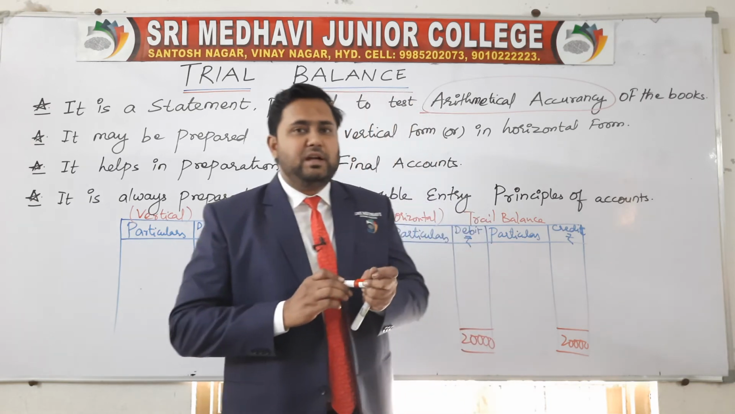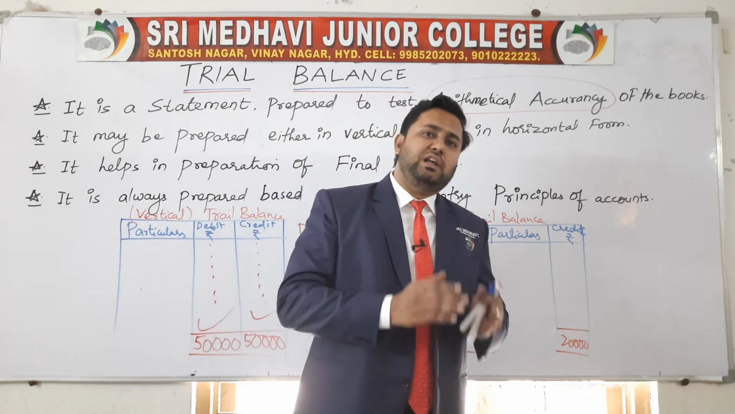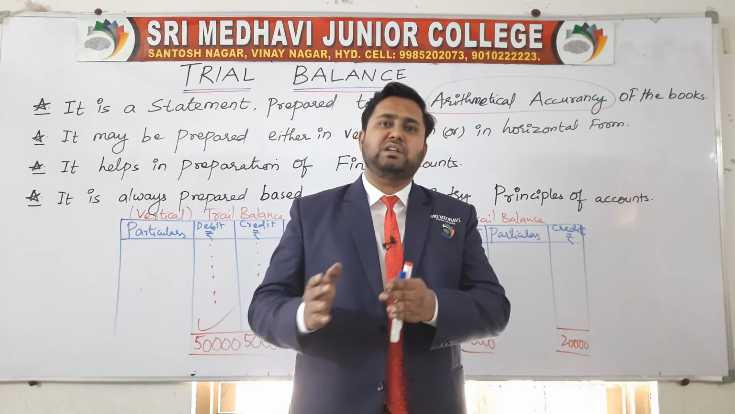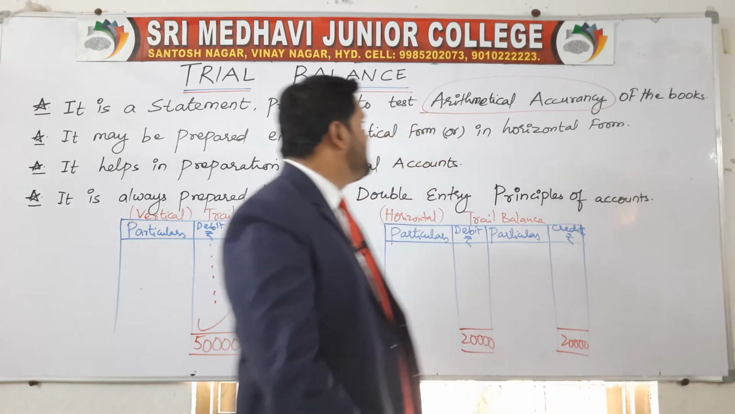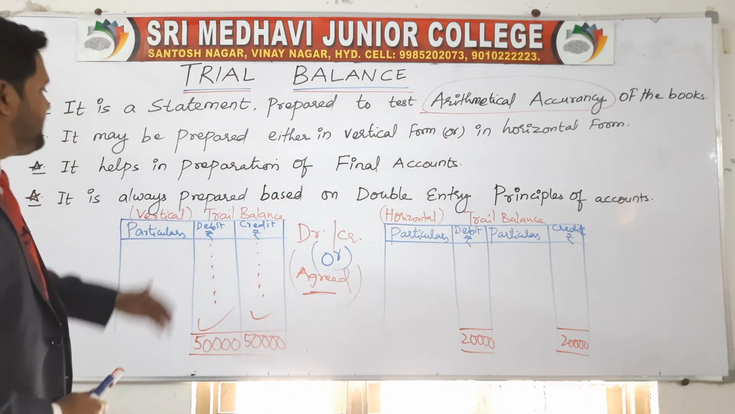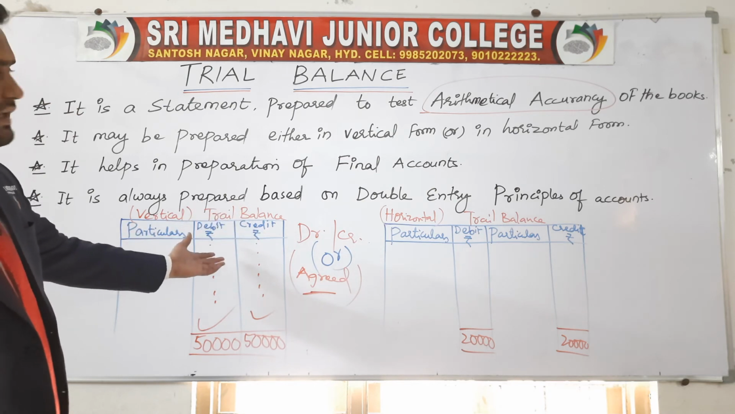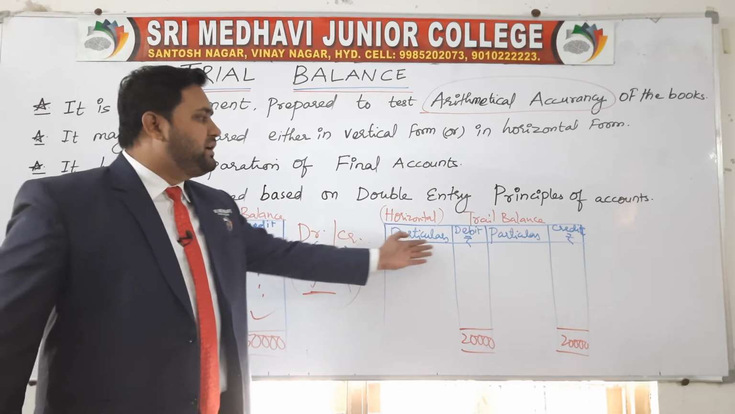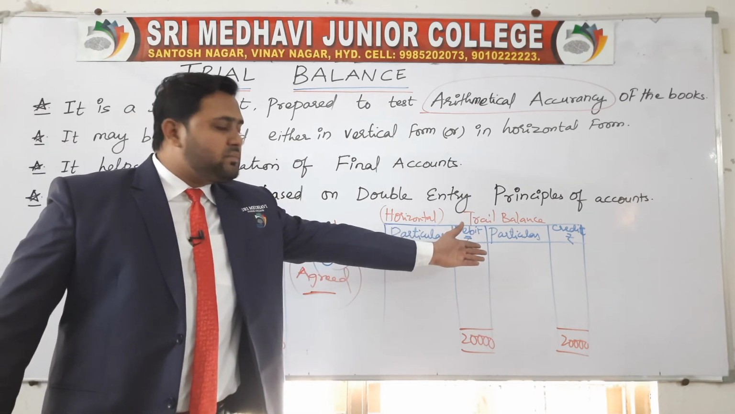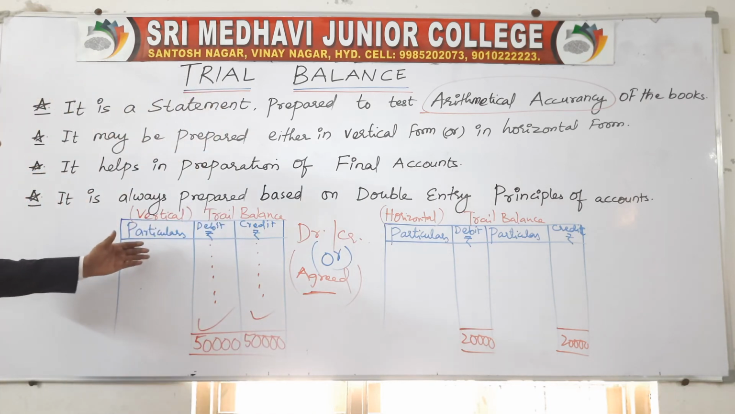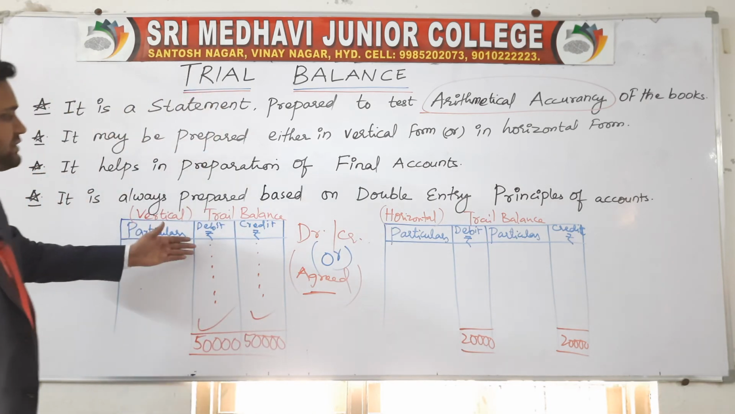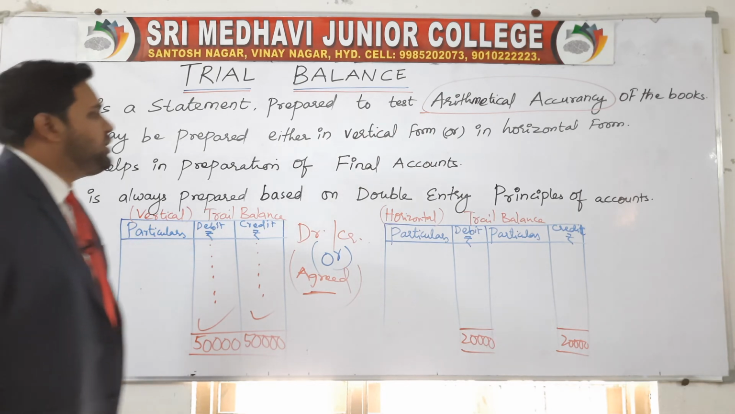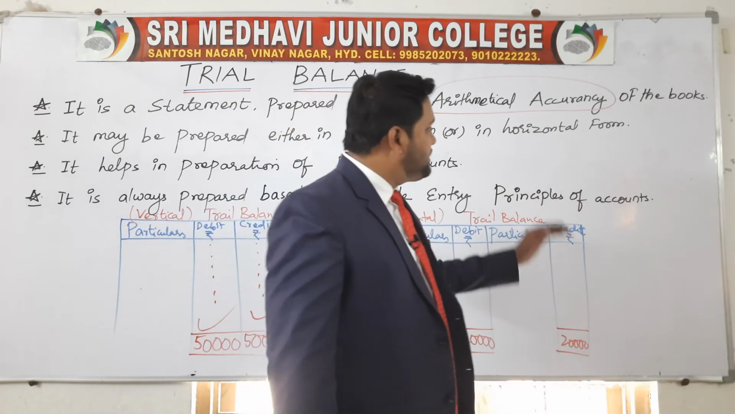Trial balance is prepared to check the arithmetical accuracy of the ledger books, to test the ledger accounts of debit balances and credit balances. Apart from that, you can prepare it in vertical format or in horizontal format: particulars, debit amount, particulars, credit amount. In the vertical format, particulars, debit amount and credit amount. It is always prepared on the basis of the double entry principles of accounts.